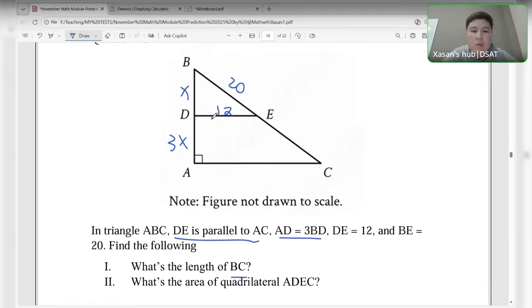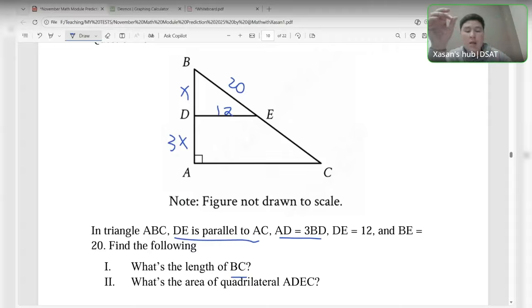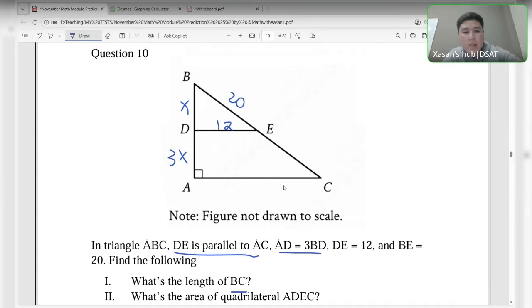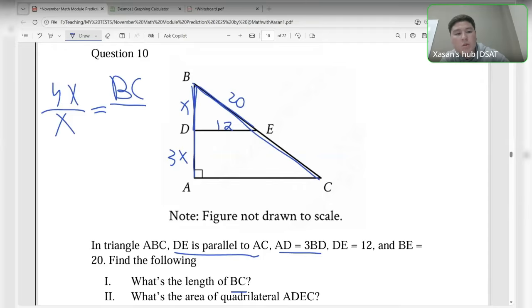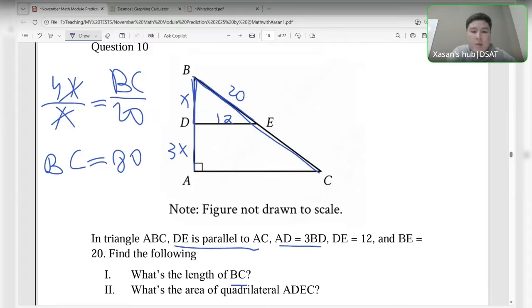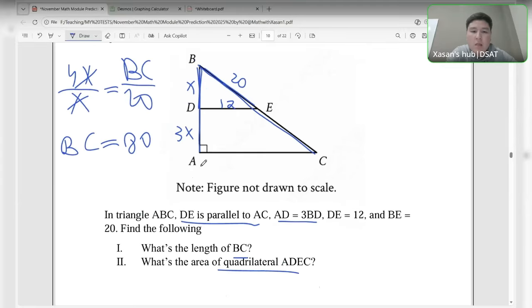So we're going to use similarity here because the triangles DBE and ABC are similar, right? We have 2 similar triangles and the ratio of the corresponding sides. Here, guys, AB is 4X divided by BD, corresponding is X. And here, BC divided by BE, which is 20. X's cancel, BC now equals 80. That's all, easy.